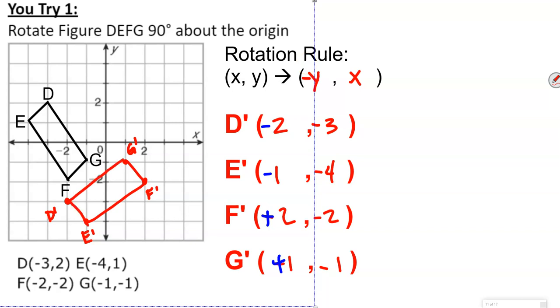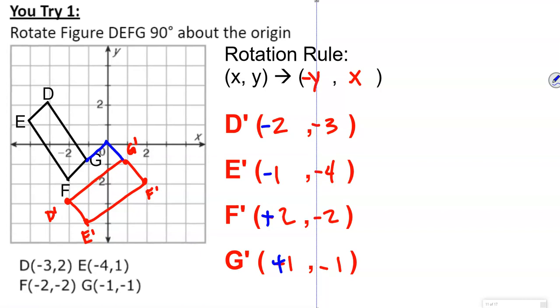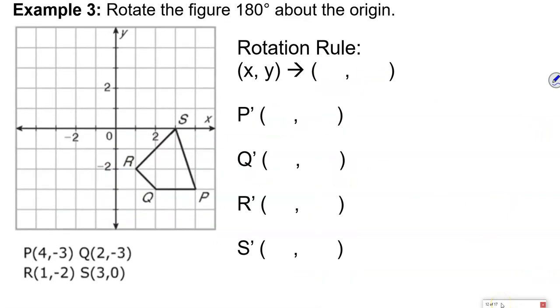And again, we can check this same way. We've been checking them all along. So we can check from the origin to G, and from the origin to G prime. Do you notice what kind of angle that is? Again, it's a right angle, right? Okay. So now the next one is a 180-degree rotation.